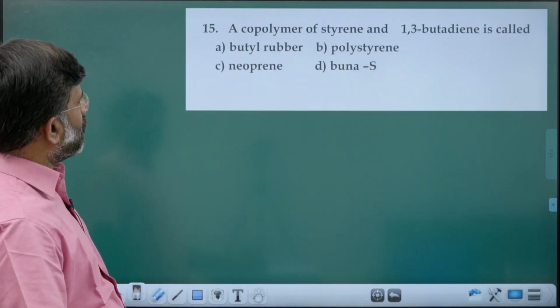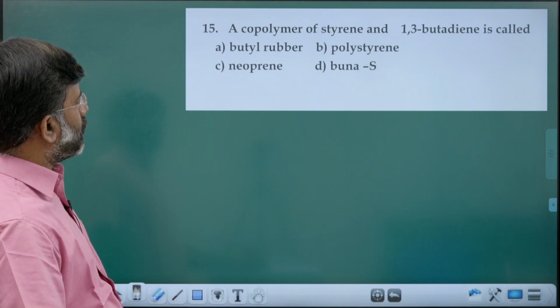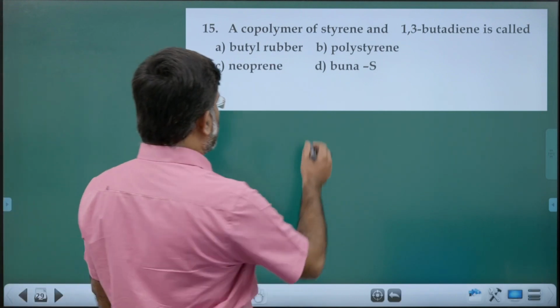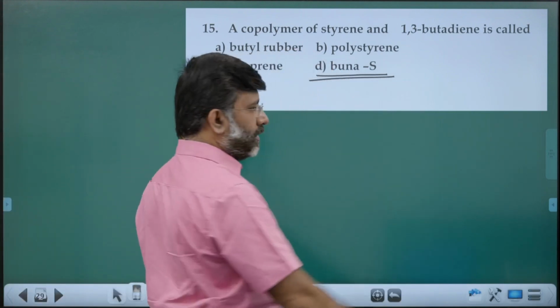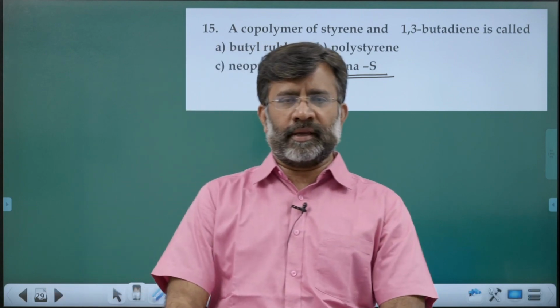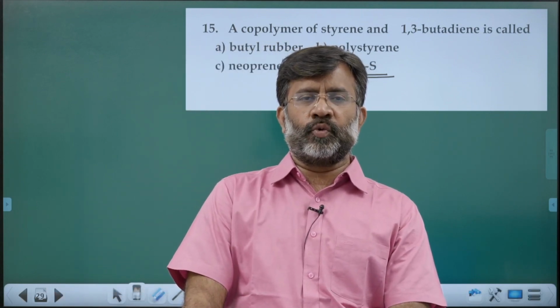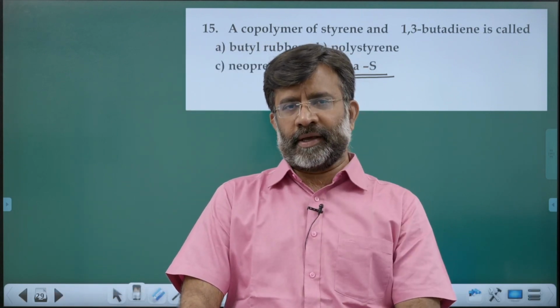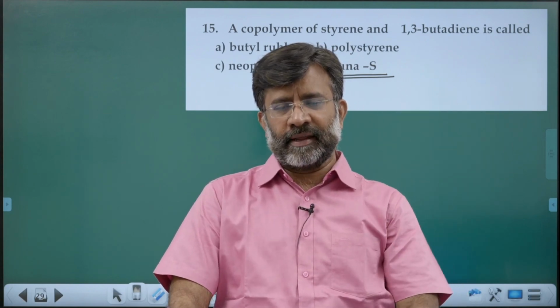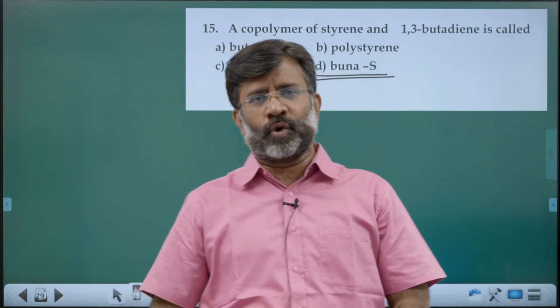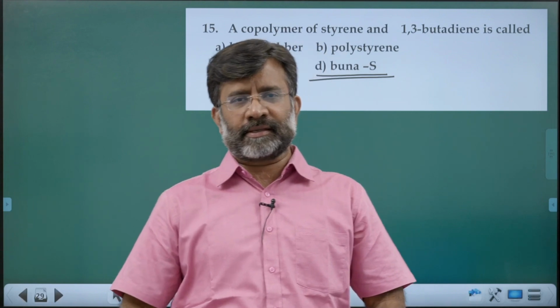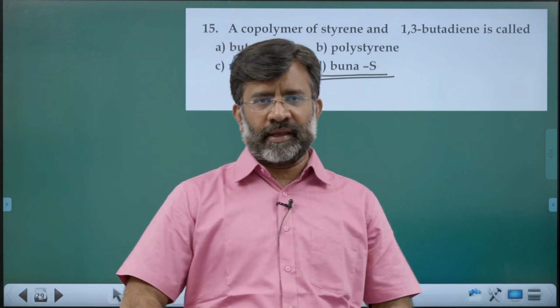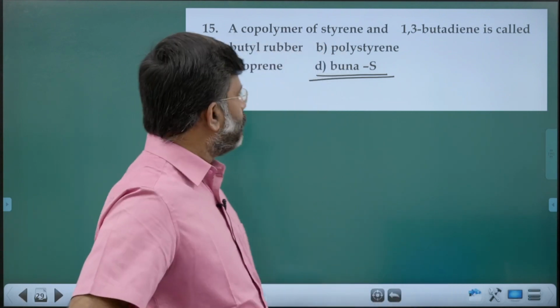A copolymer of styrene and 1,3-butadiene is BUNA-S. Bu means 1,3-butadiene, S means styrene, and Na means the catalytic agent sodium. That is how BUNA-S comes. BUNA-S, BUNA-N, we are learning in the textbook.